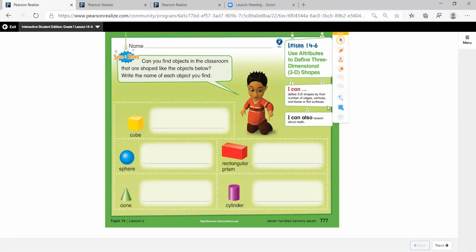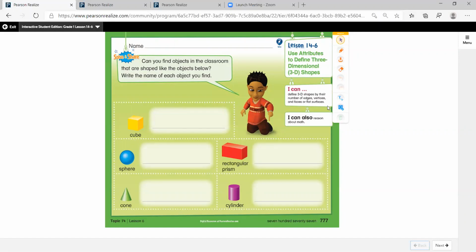Let's take a look at our solve and share question for today. It says, can you find objects in the classroom that are shaped like the objects below? Write the name of each object you find. Now, if we were in school, we would do a shape hunt throughout our classroom. But since we're not at school, you can do a shape hunt in your home. What can you find around your house that matches these shapes below?